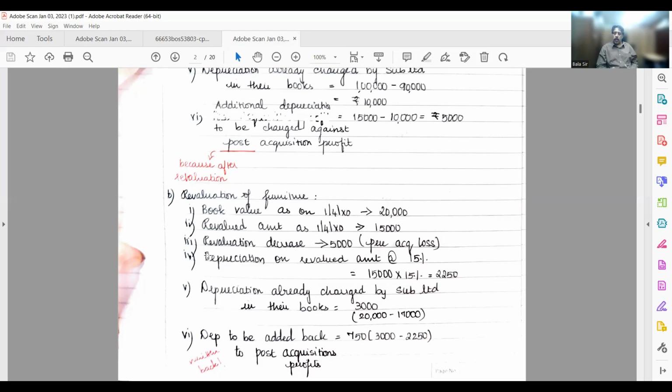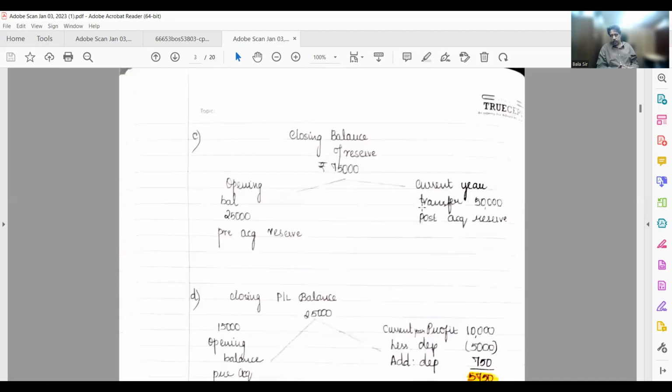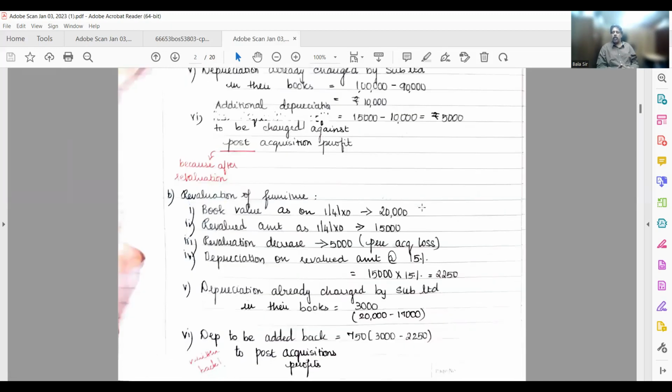Always remember any depreciation adjustment arising because of the revaluation will always be against post-acquisition profits, because revaluation happens when? On acquisition. Got it? Yes, sir. So 750 will be added back to the post-acquisition profits. And that is all of the first 2 points, point A, point B.